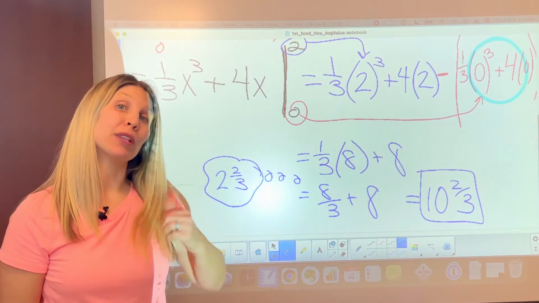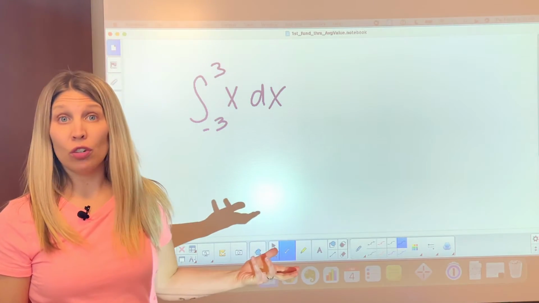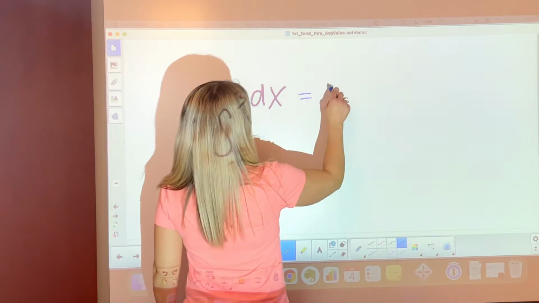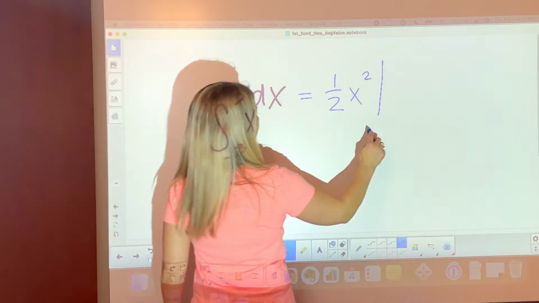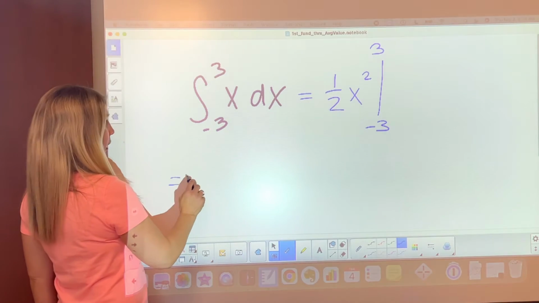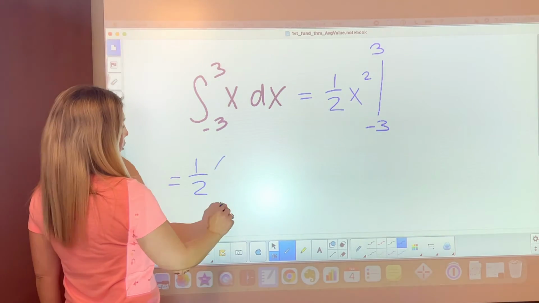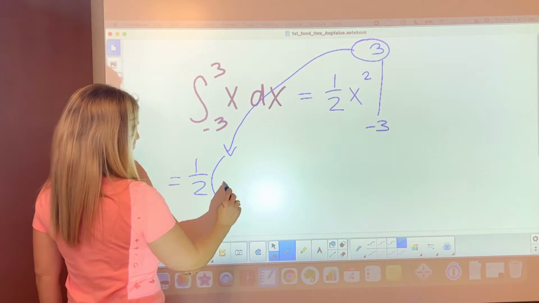See? Not so bad. Let's try some more. So let's try another problem. The first thing that we have to do is integrate this thing. So when you integrate, you get 1/2 x squared evaluated from -3 to 3. Now we plug in. You plug in your top x value first. So I'm plugging it in here.